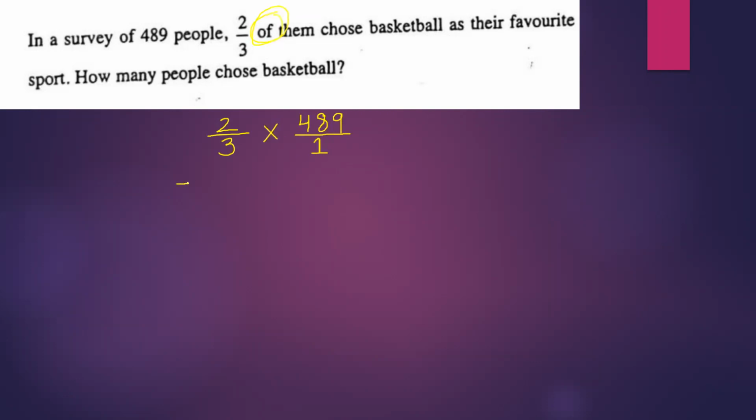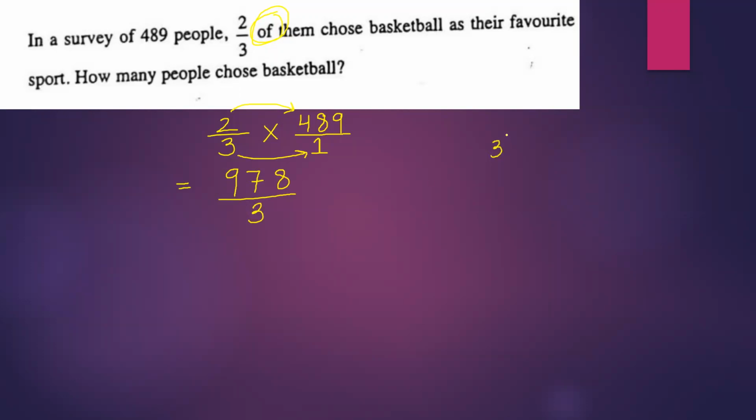This is going to be equal to, we're going to multiply 2 and 489. What do we get? 978. Very good. So we multiply this with that and you get 978 all over. When we do 3 times 1, we get what? 3. So now we have to divide 978 by 3.